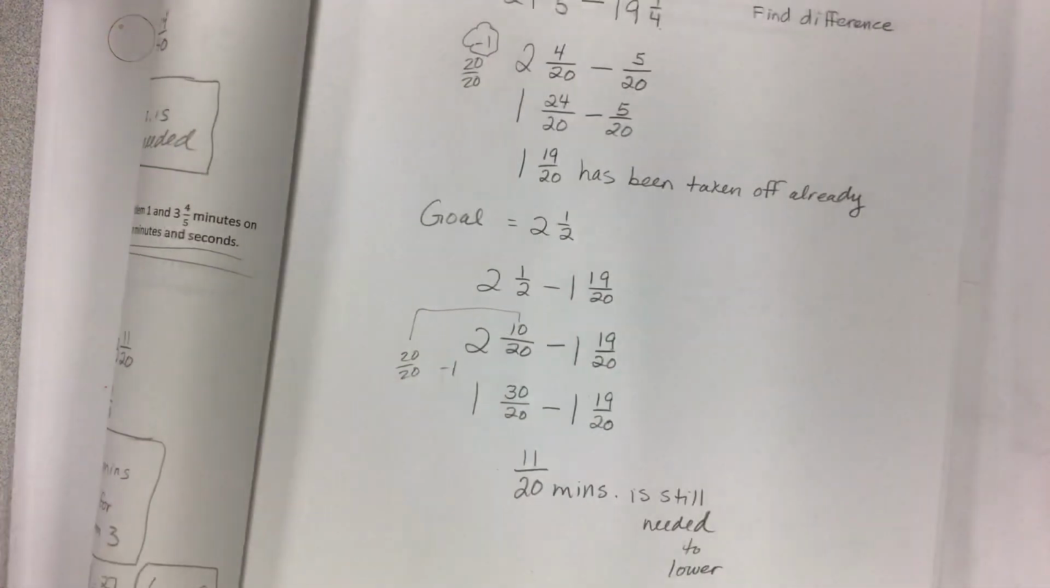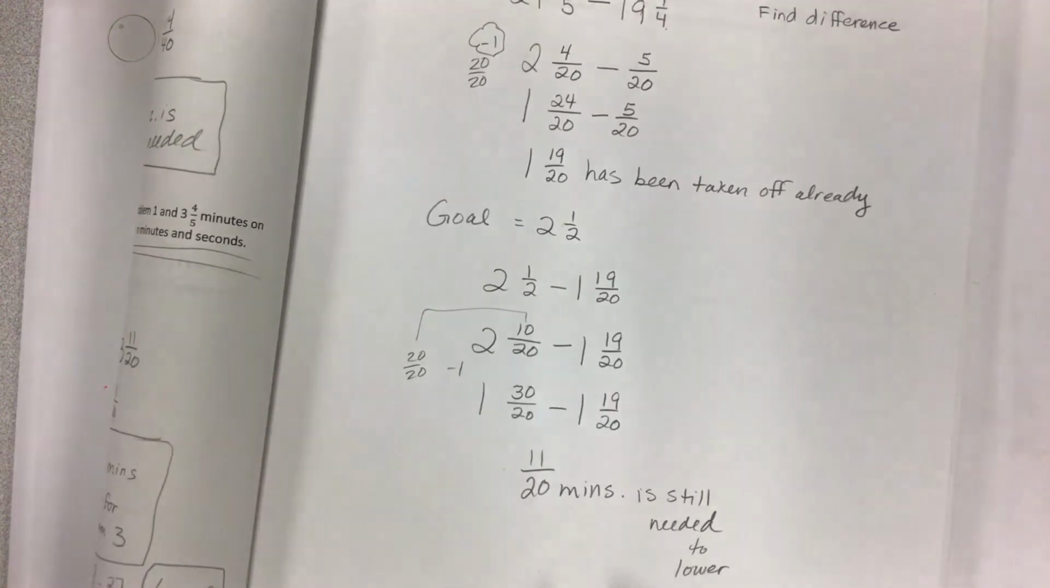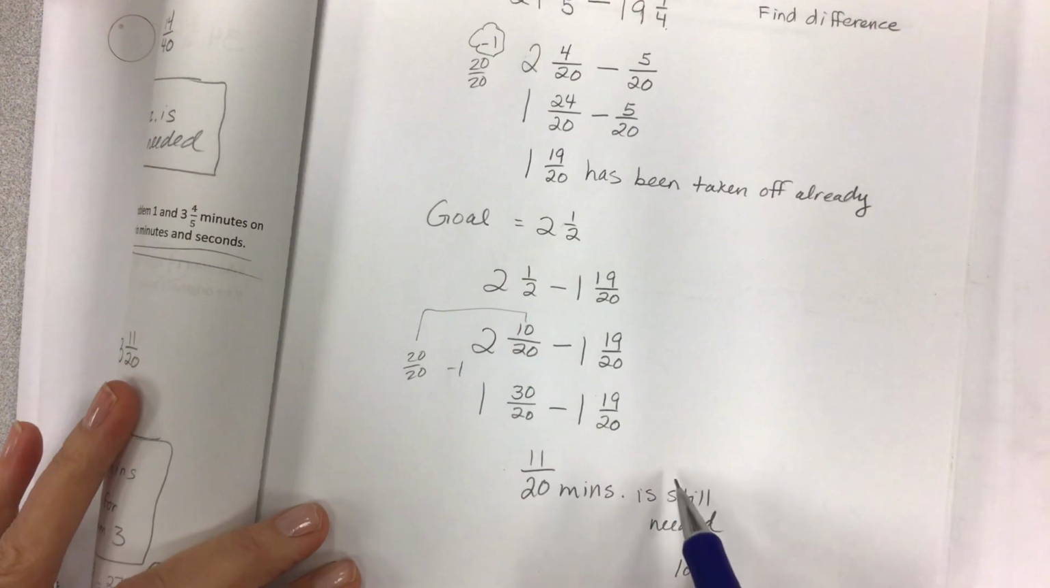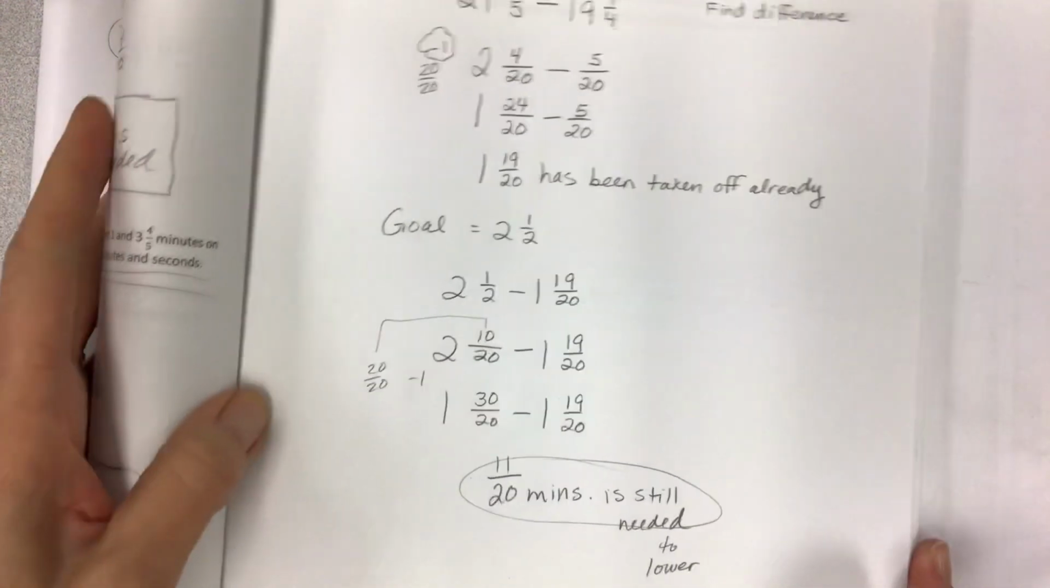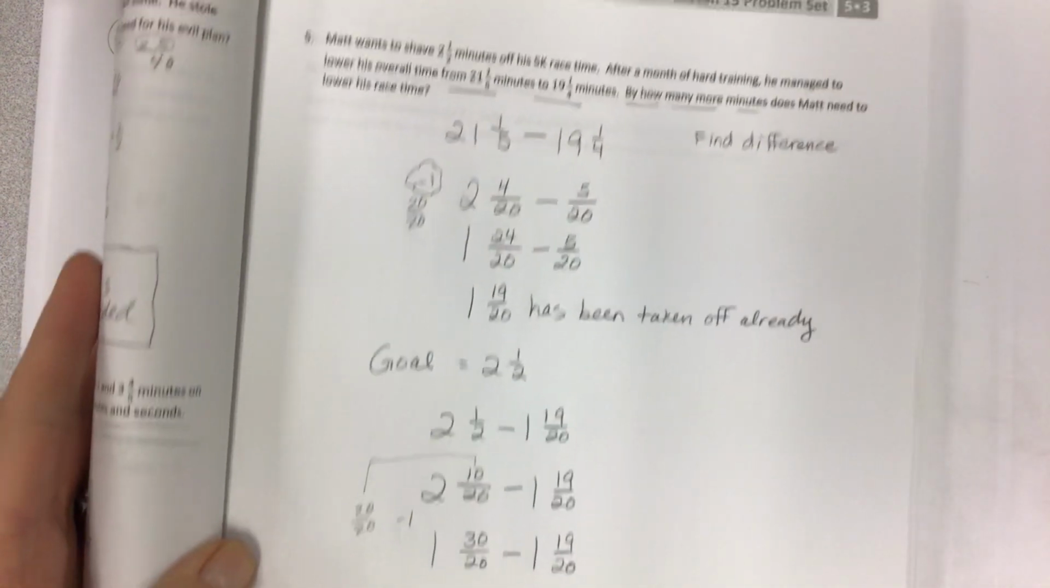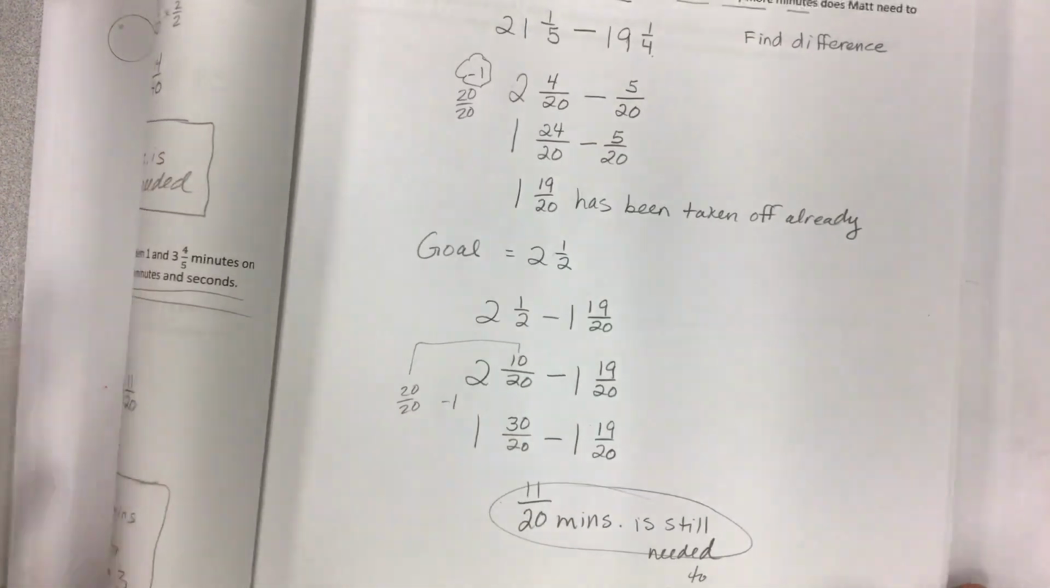That's a very poorly written sentence. It's not a sentence. There's no period. Anyway, I'm labeling it and saying 11/20ths minutes is still needed. And that's the end. Thank goodness. So, word problems, lots of fun, lots of work.